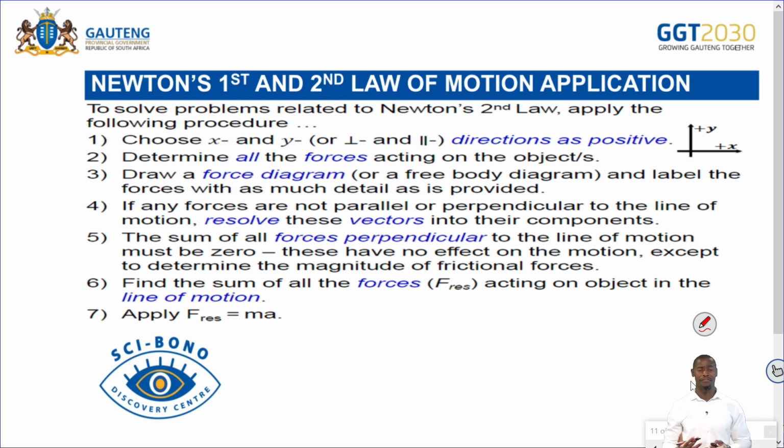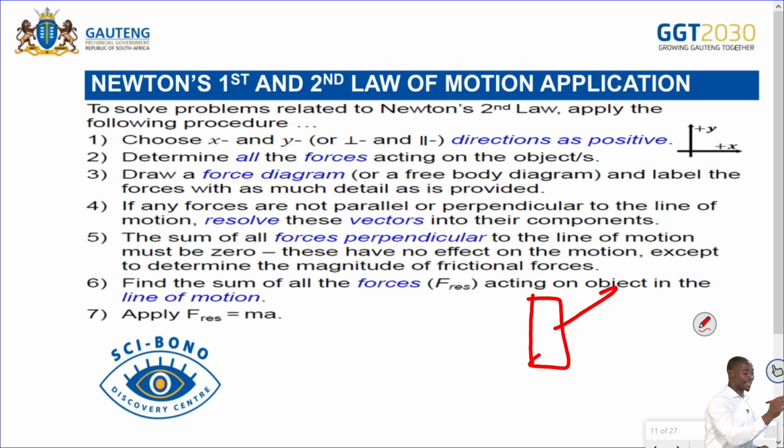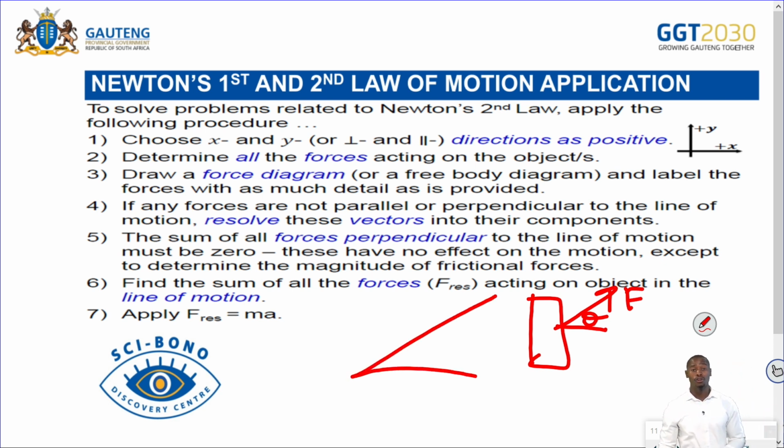After identifying all the forces, draw a correct free body diagram or force diagram, and then again, if any forces are not parallel or perpendicular to the line of motion, resolve those vectors into their components. For example, if a force is applied at an angle, something like this, you need to resolve this force into its components, which is your vertical component, your Fy, and your horizontal component, which is your Fx. Then on an inclined plane, make sure that you resolve your weight or the gravitational force into its components. So those are the things that are very, very important here, right?